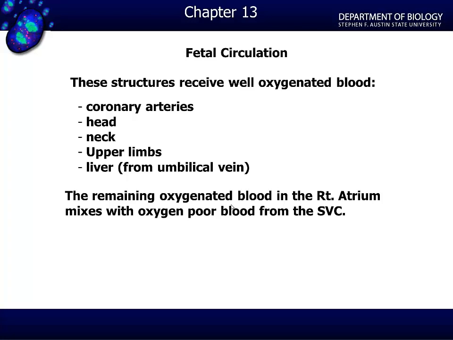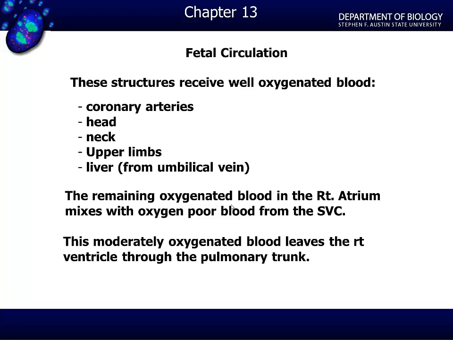The remaining oxygenated blood then is in the right atrium, and it is going to mix with oxygen poor blood coming back from the superior vena cava, and that's all going to mix together there. Early on it's going to be the sinus venosus, but then in the right atrium. Now we go from being highly oxygenated to being considered moderately oxygenated, and this is going to leave that right ventricle through the pulmonary trunk, and we're heading for the lungs.